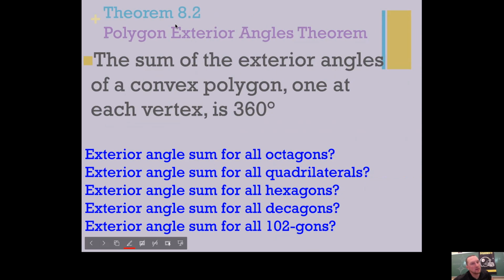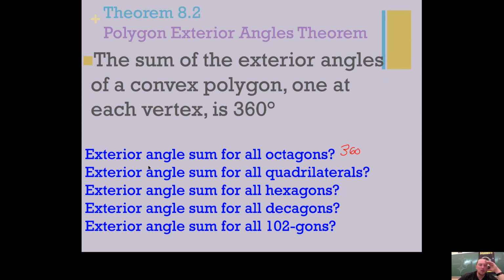Okay, and that's not a coincidence. Theorem 8.2 is the Polygon Exterior Angles Theorem. It tells you that the sum of the exterior angles of a convex polygon, one at every vertex, is 360 degrees. So what's the exterior angle sum for all of the octagons? For all octagons. So all 8 angles in an octagon that are exterior, what do they add up to?